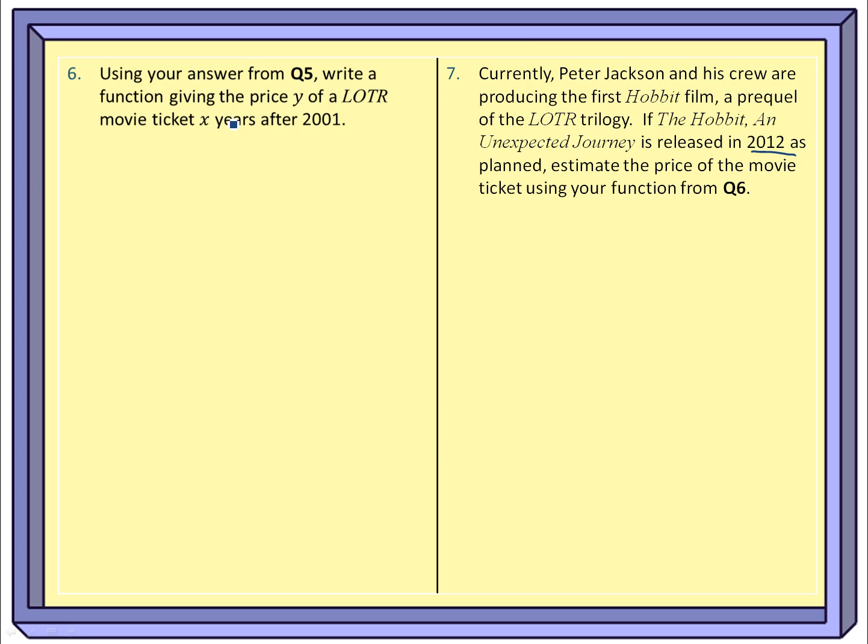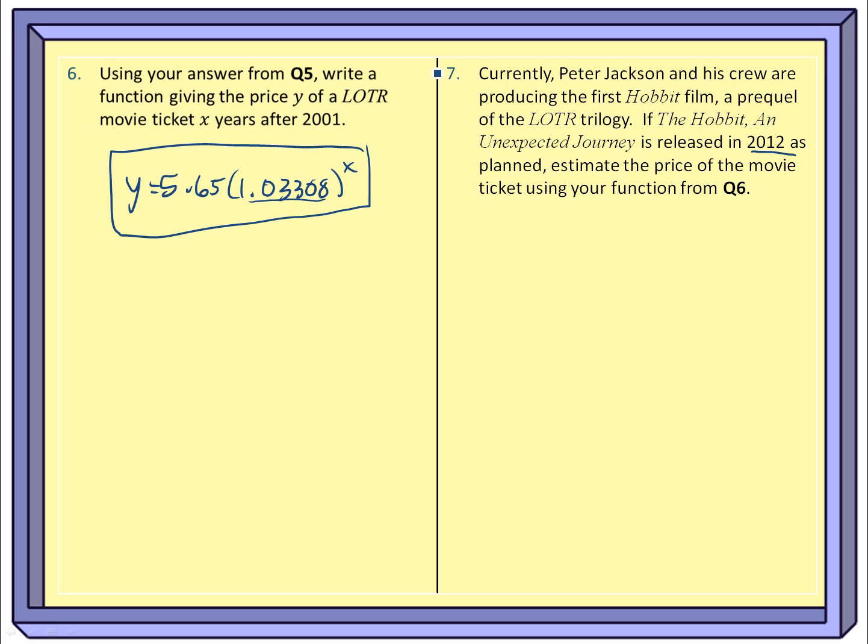So moving on to question number 6. We want to write the function. So the function is going to be y is equal to the original price, which is $5.65, times 1.03308-ish raised to the x power, where x is the number of years after 2001. And remember, for this part, we're actually just going to use what we stored in the calculator. So that's what we're going to do on 7.